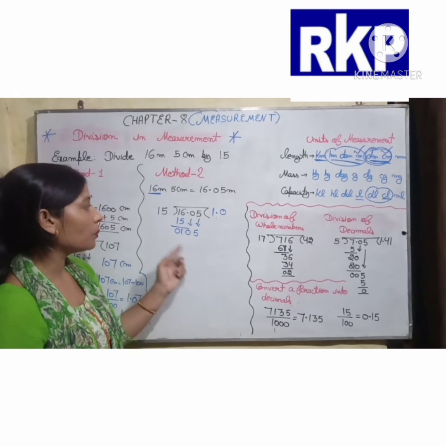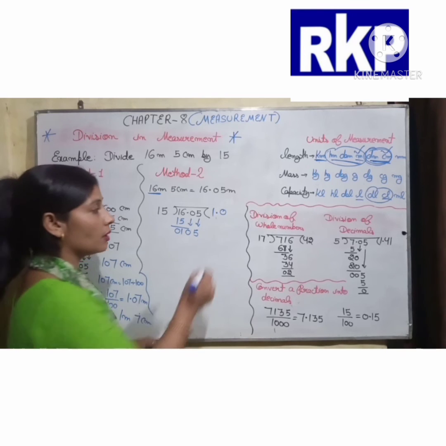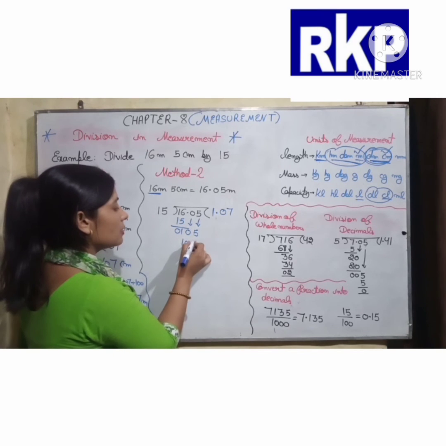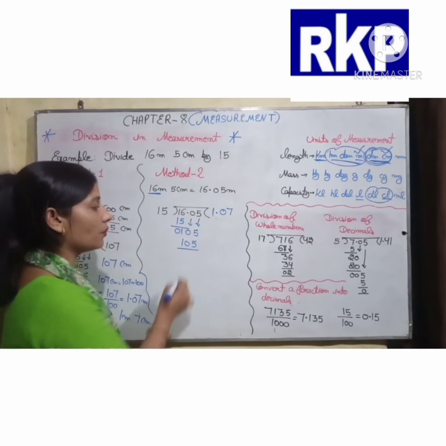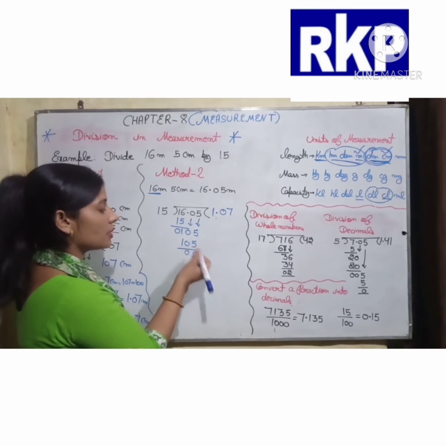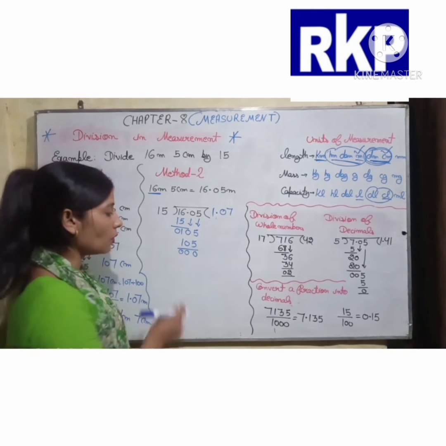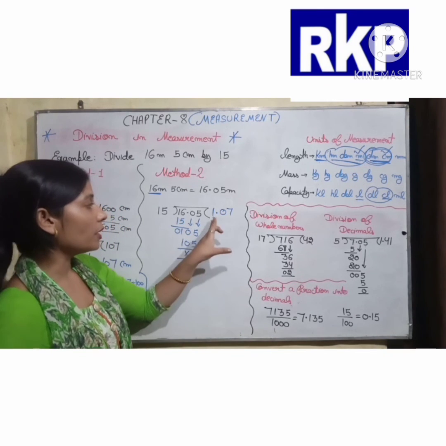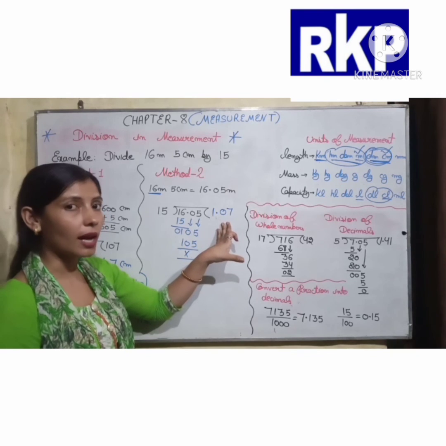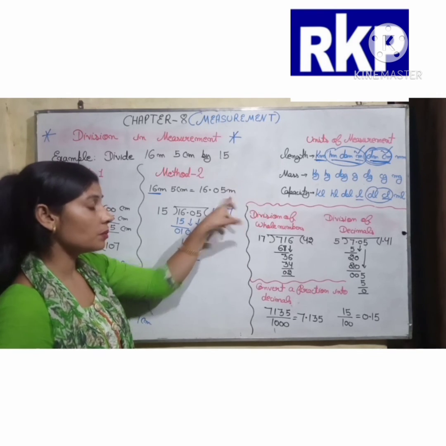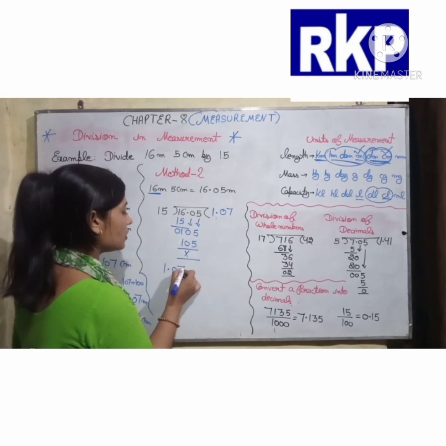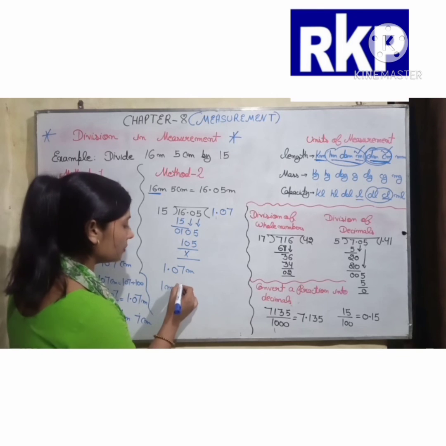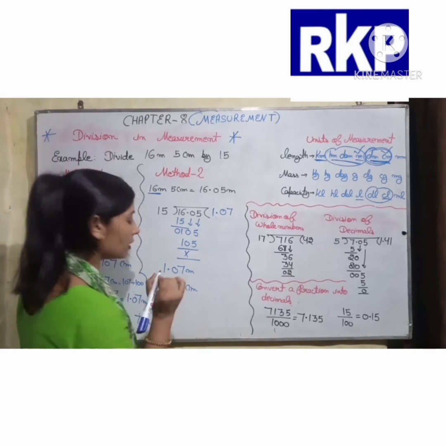Now we have to divide 105 with 15. We know 15 7 jar 105. So here we write 7 in our quotient, and here 15 7 jar 105. 5 minus 5 0, 0 minus 0 0, 1 minus 1 0, or you can put here sign of cross. So 1.07 will be our answer. 1.07 meters will be the answer, or you can write it 1 meter and 7 centimeters.